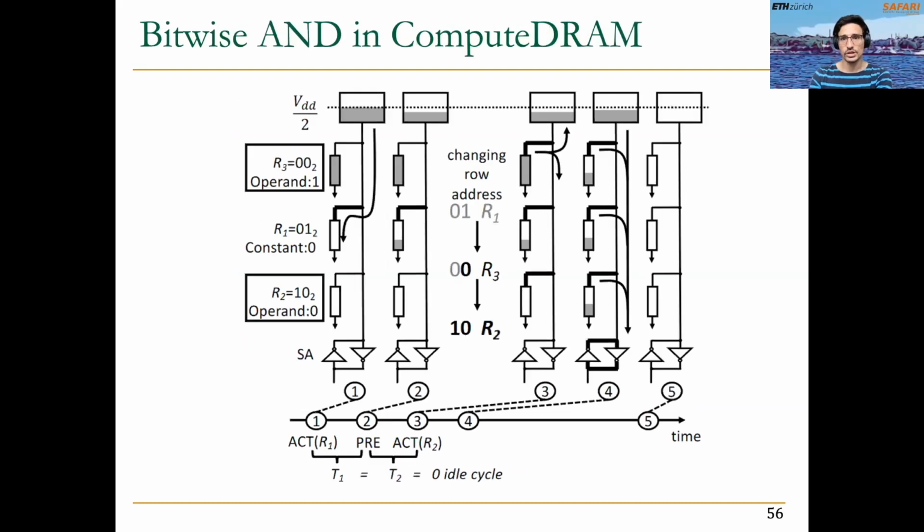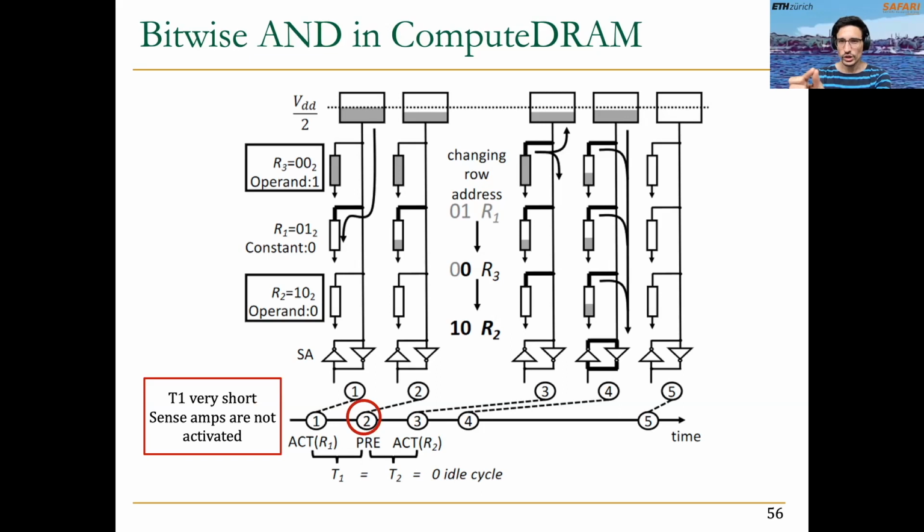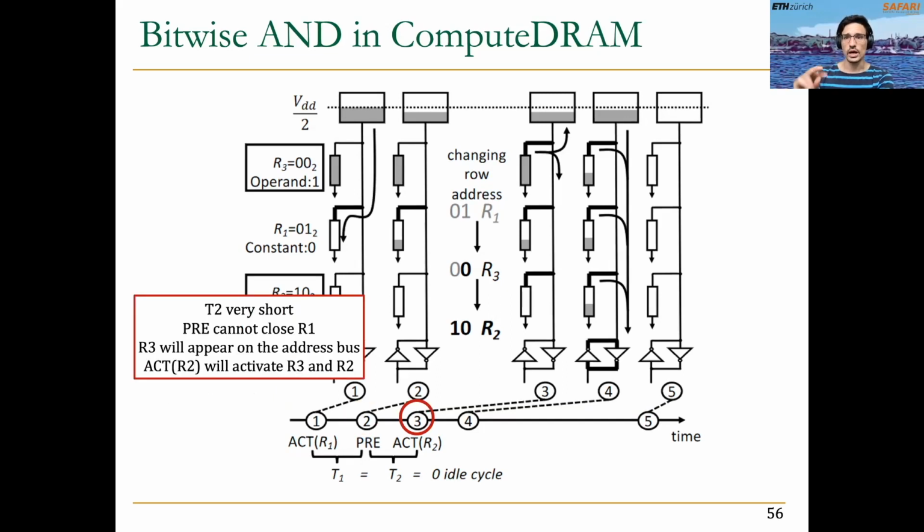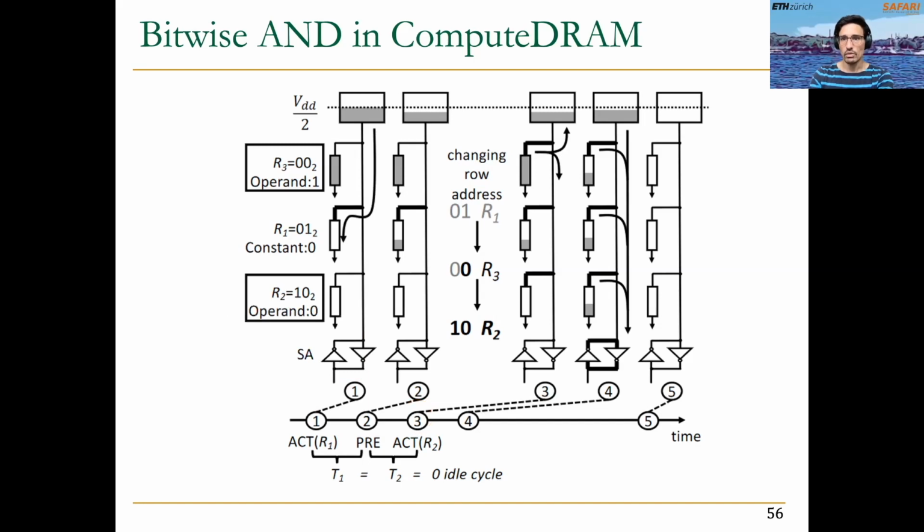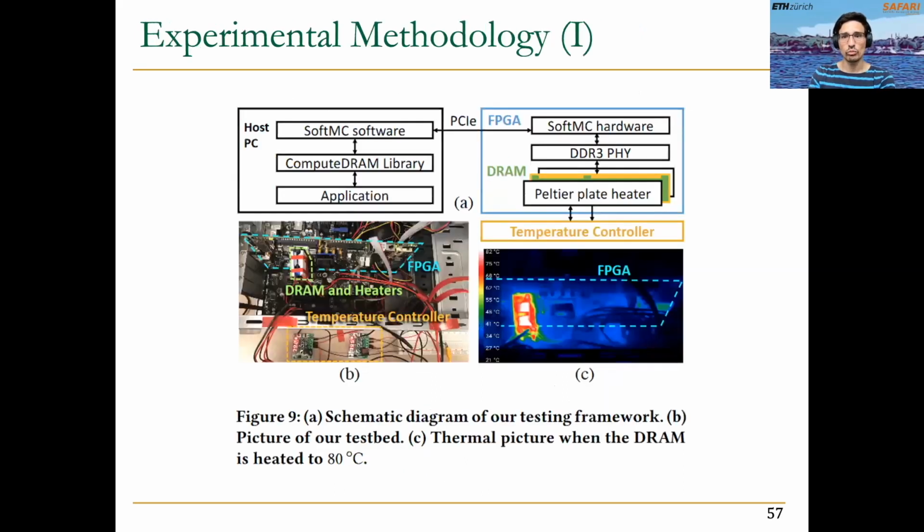They were also able to perform in some of the chips bitwise AND and bitwise OR operations. In the bitwise AND, for example, what they do is shortening all this latency between activate and precharge very much. And by doing so, when they are switching from one row to another row, a third row is activated because its address appears in the address bus. We are going to see this in a little bit more detail in a later lecture. That's why I don't want to spend so much time today, but definitely super interesting work.